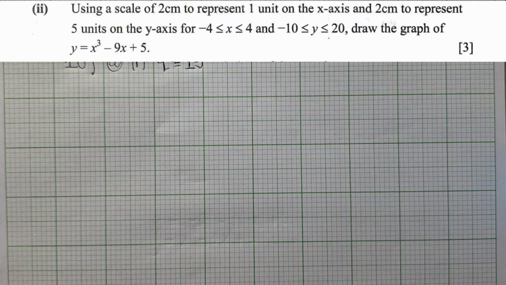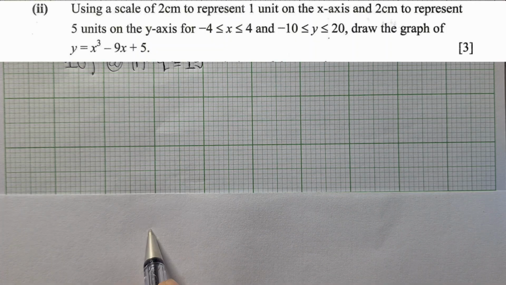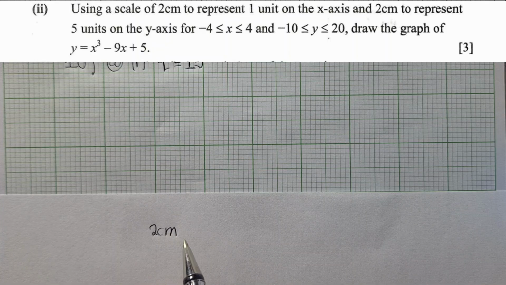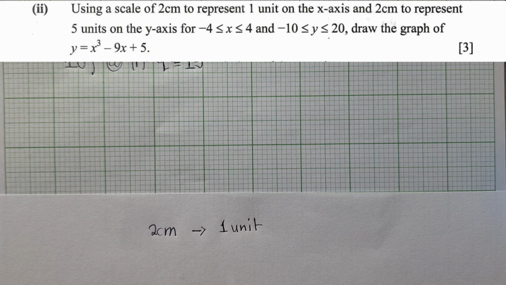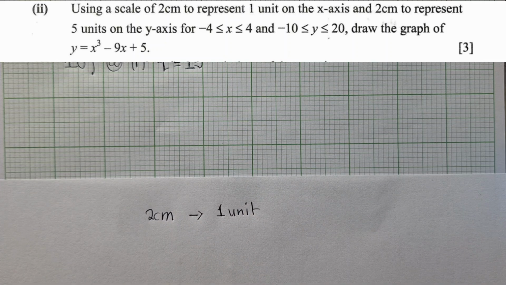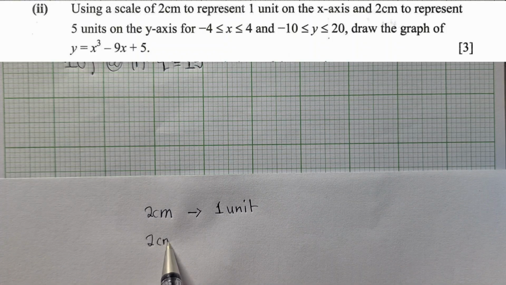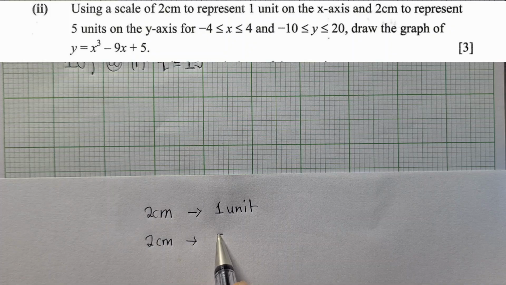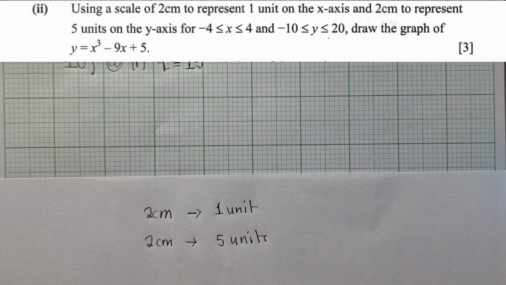That's all. For the next question, they've given us a statement and the scale. They have said 2 centimeters to represent 1 unit on the x-axis, and 2 centimeters to represent 5 units on the y-axis. This is important.